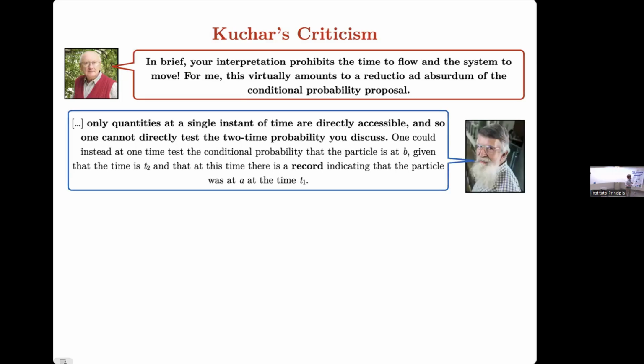And then Don comes back, he says, only quantities at a single instant of time are directly accessible, and so one cannot directly test the two-time probability you discuss. One could instead, at one time, test the conditional probability that the particle is at B, given that the time is t2, and that at this time there is a record indicating that the particle was at A at the time t1. So what he's saying is we never actually probe those two-time probabilities you mentioned. We have memories of the past, encoded in the present in some register. And so the correct probabilities to consider are these one-time ones that Don Page and Wootters had considered.